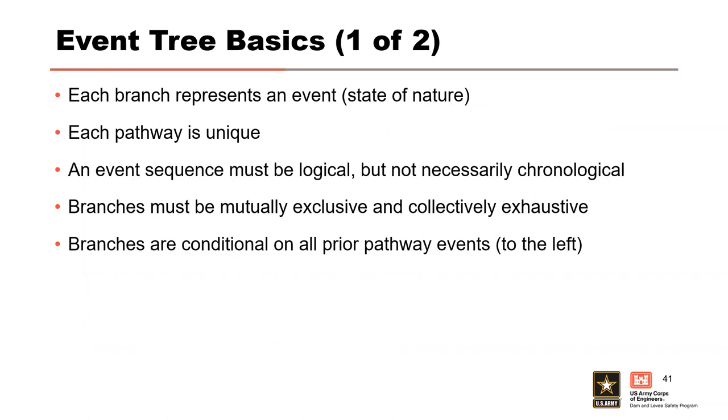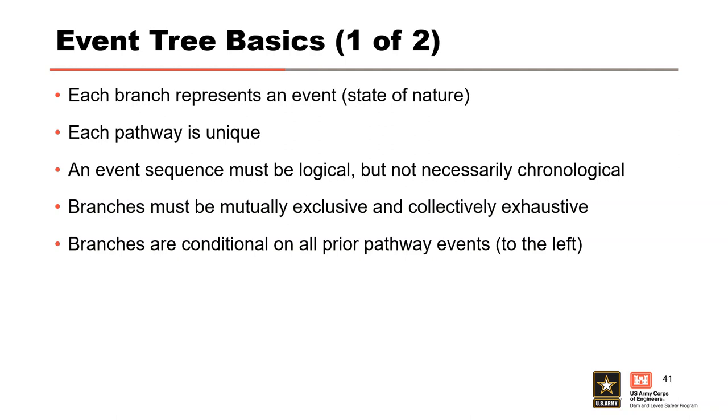Starting first with the basics of event trees. Each branch represents an event or state of nature. Each pathway of an event tree is unique. An event sequence must be logical, but not necessarily chronological. Branches must be mutually exclusive and collectively exhaustive. Remember that mutually exclusive events cannot occur together, and the probability of collectively exhaustive events will sum to one.